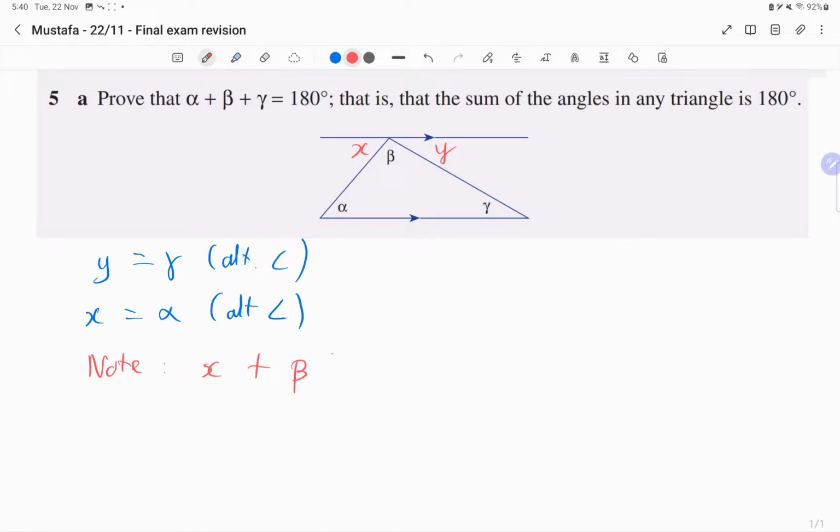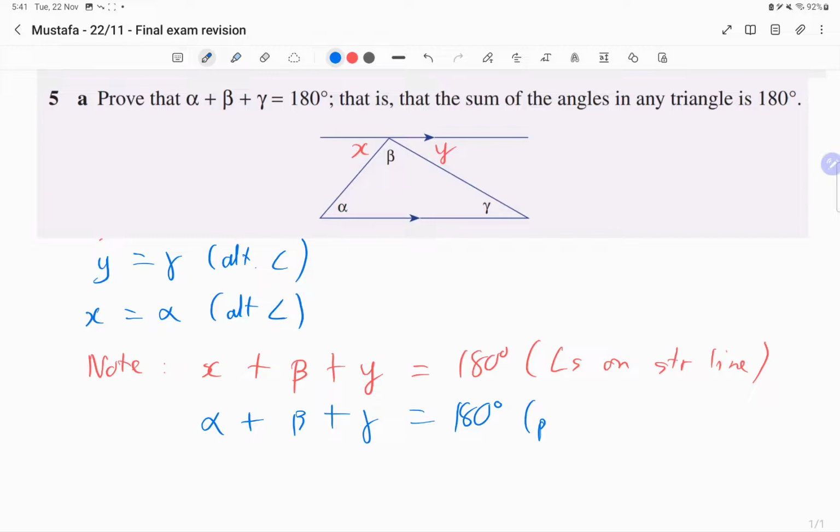So note that x plus beta plus y is equal to 180, angles on a straight line. And we already proved that x equals alpha and y equals gamma. Therefore, alpha plus beta plus gamma is equal to 180. It's proven. Make sense?